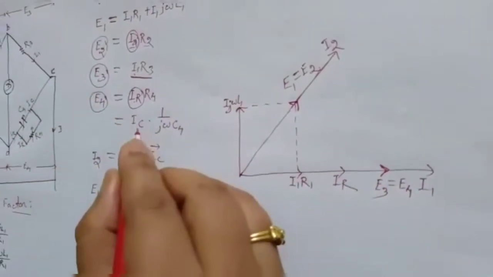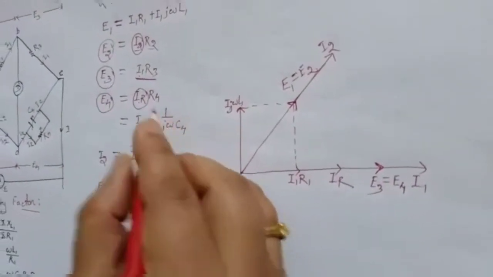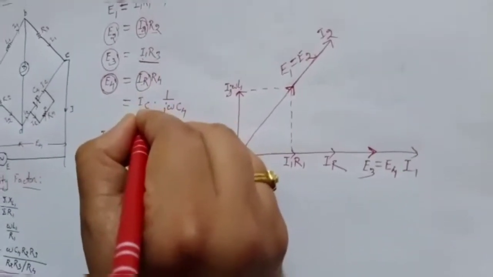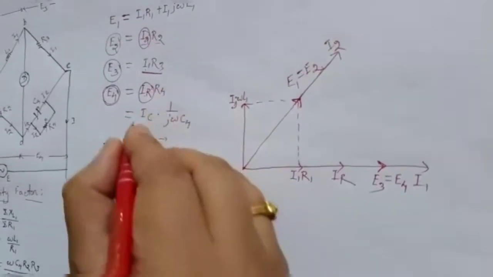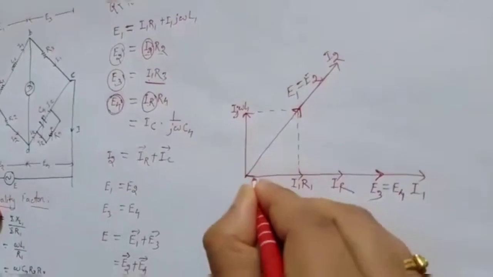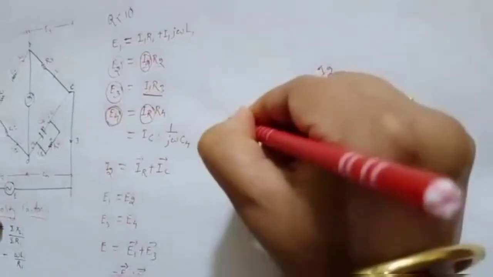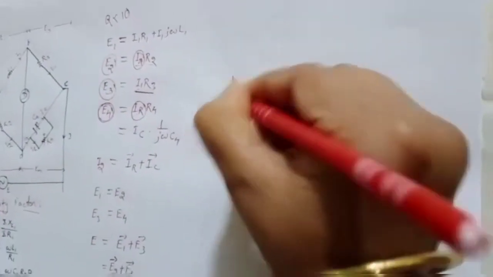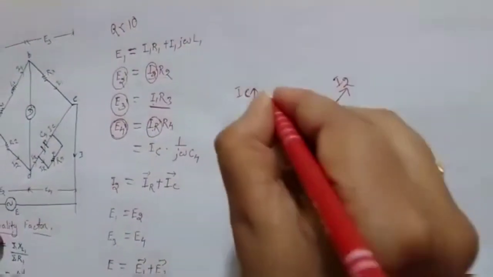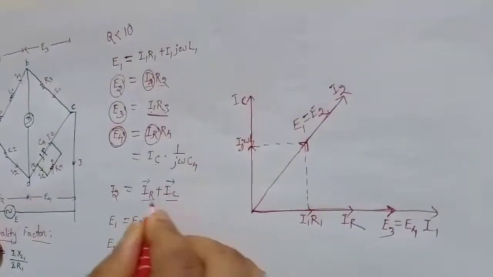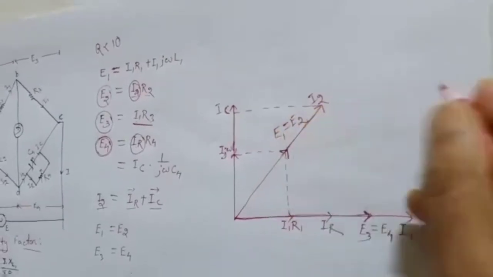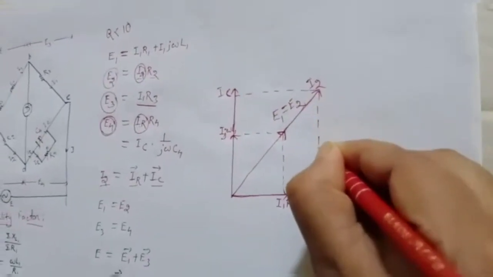Again E4 is equal to IC into 1 by j omega C4. So E4 and IC are out of phase by an angle of 90 degrees, or I can say IC is leading E4 by an angle of 90 degrees. If this is E4, so IC is leading that, so this may be IC. And also IR plus IC is equal to I2. So here you can see this is the phasor sum of IC and IR, that is I2.